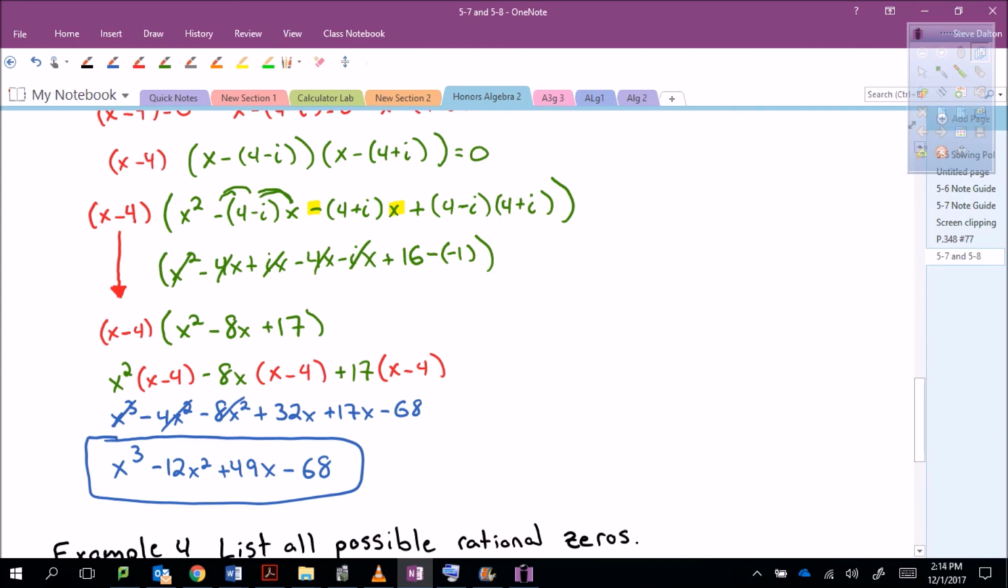I would recommend that you try the practice problems for section 5.7 now, and then the second video is going to talk about example 4 and example 5, having to do with section 5.8.